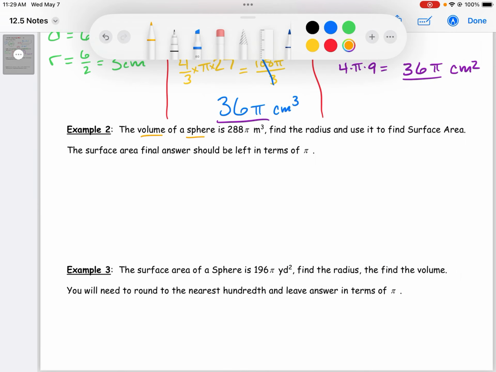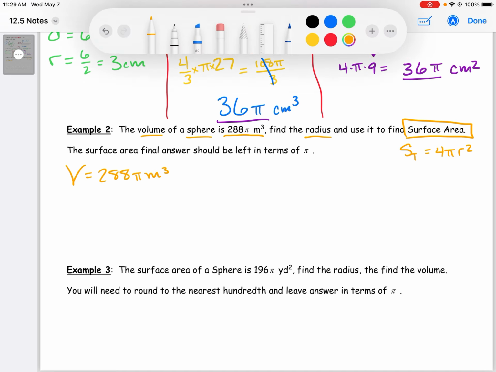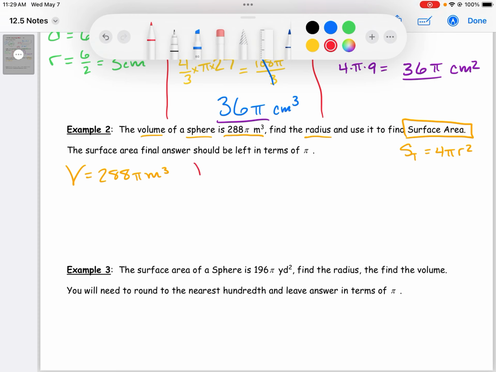Question number 2. This is going to be a work backwards type problem. It says that the volume of a sphere is 288 pi. Find the radius and then use that to find the surface area. So we need to go in that order. They give us volume first.